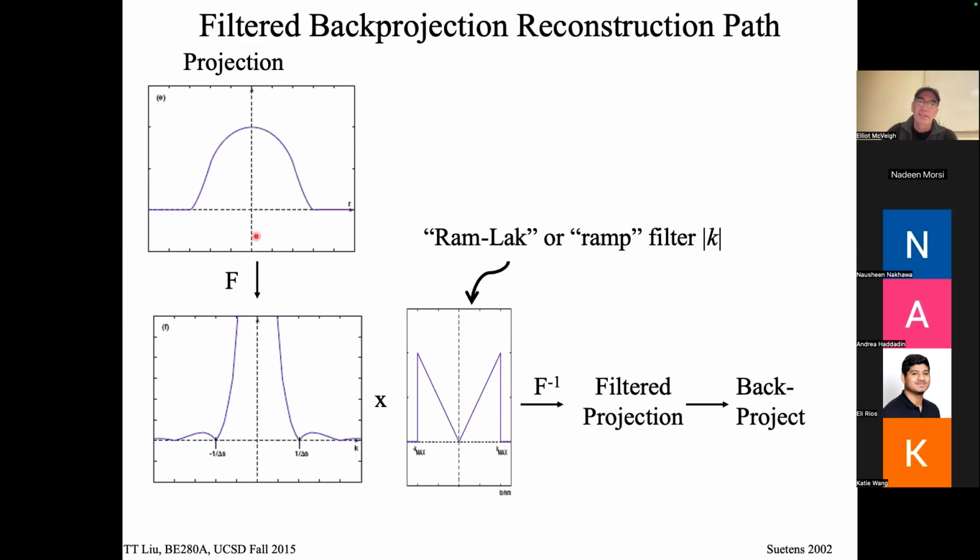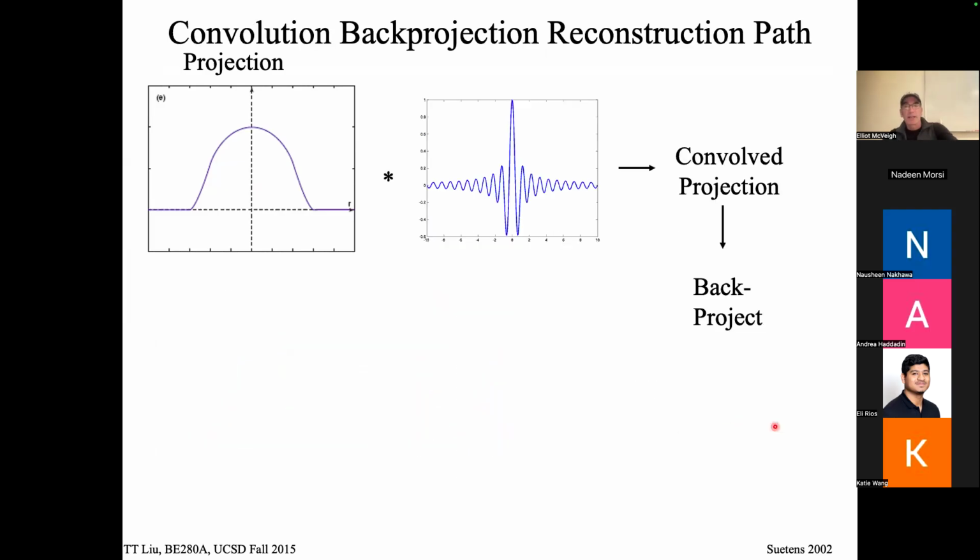As opposed to this, we're going to take the Fourier transform of it, multiply by a Ram-Lak filter, go back to the spatial domain, which is now a filtered projection. It's no longer just a projection. We'll back project those. That turns out mathematically to actually be the correct way to get the coefficients out.